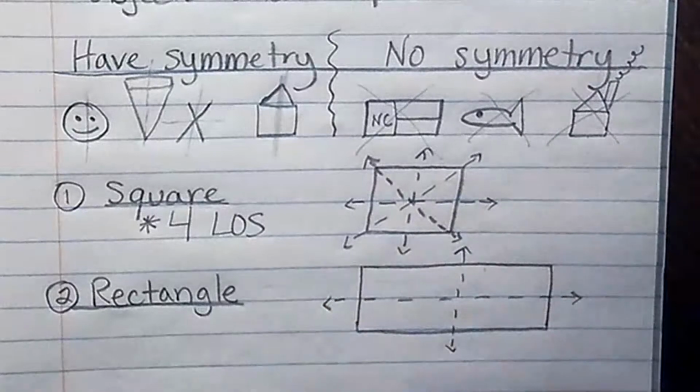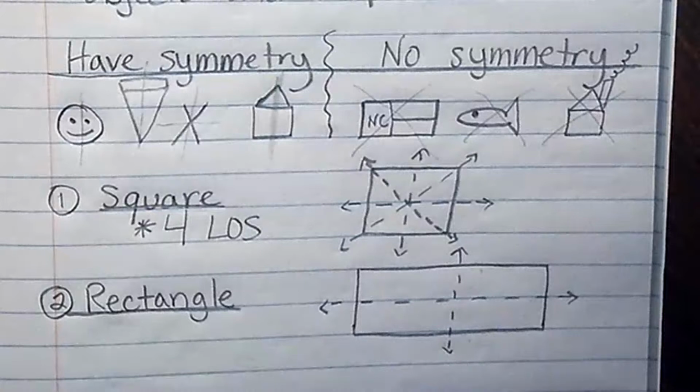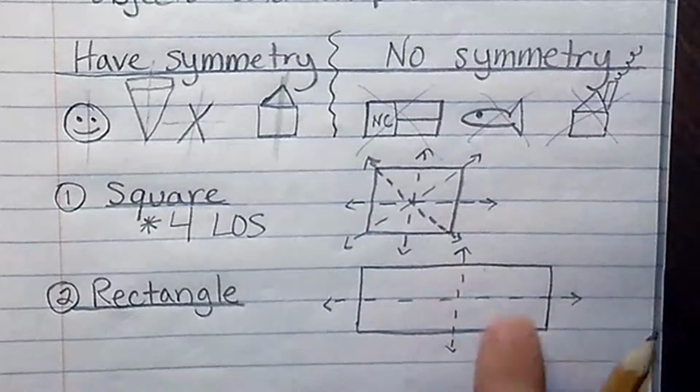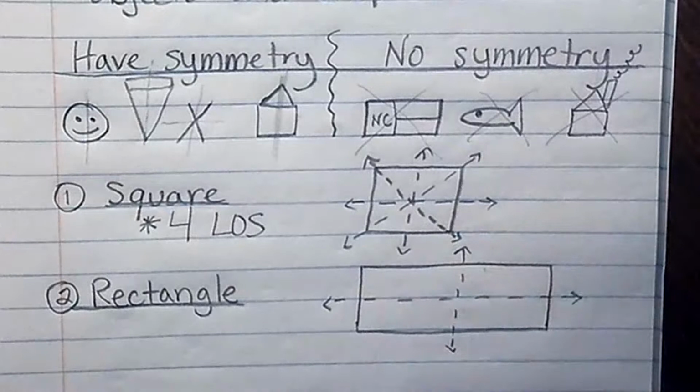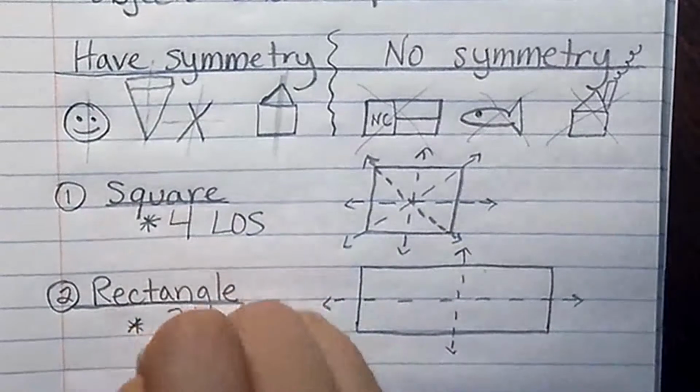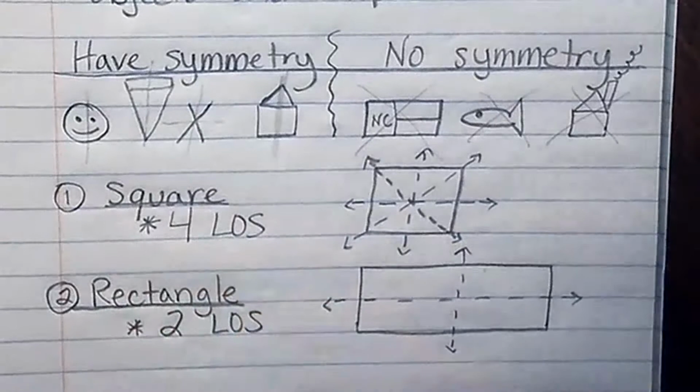Now the difference between a rectangle and a square is that I could not fold this on the diagonal. If I folded it on the diagonal, this corner would end up all the way up here, and there's nothing for it to land on top of. So there are no diagonals. So how many lines of symmetry do you see? 2 lines of symmetry.